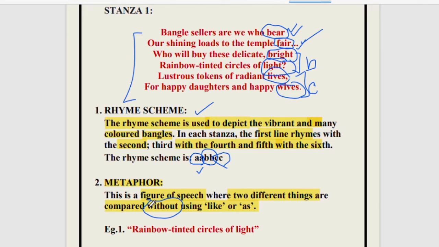And if I say lion-hearted man, then it becomes the comparison between the bravery of a lion and the bravery of a man. However, we are not comparing the two things using the words like or as. So it is a metaphor. In this case, what is a metaphor?